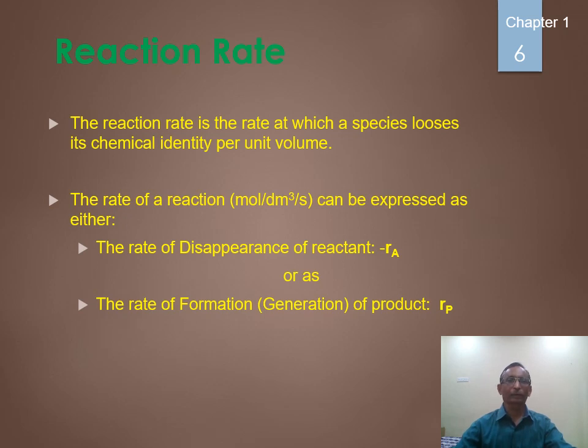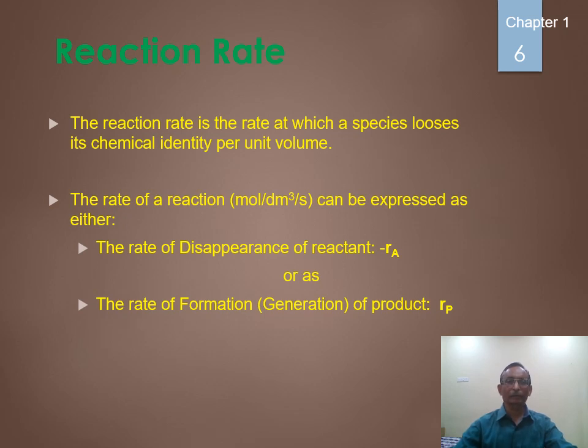Again, I am going to read it. The reaction rate is the rate at which a species loses its chemical identity per unit volume. You have to mention this per unit volume, otherwise your answer has no meaning. If you do not mention per unit volume, you are not going to get any marks or any credit. So mentioning per unit volume is important. In a unit of volume, how much quantity is lost or consumed defines the rate of a particular reaction.